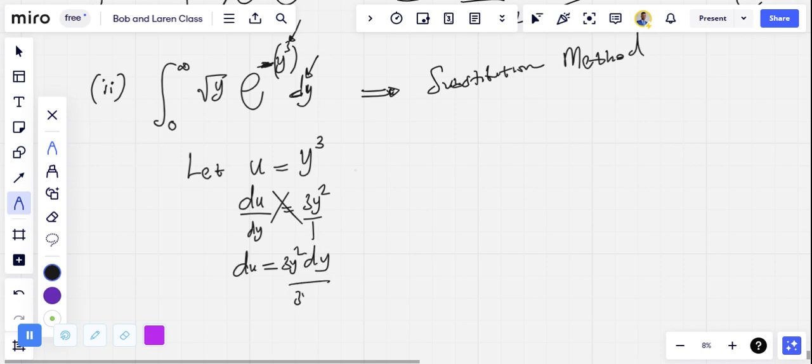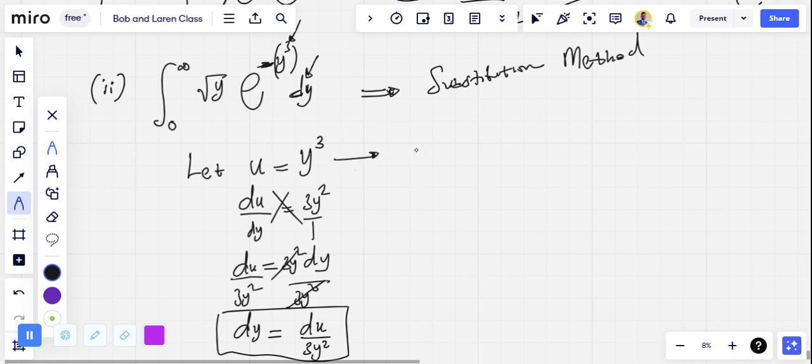Make dy the subject of the formula. So I already have dy equals du over 3y squared. Now this is sorted out, you take note of that. Next thing is to go ahead and use, okay, this is y cubed, right? I have to make y the subject of the formula as well.